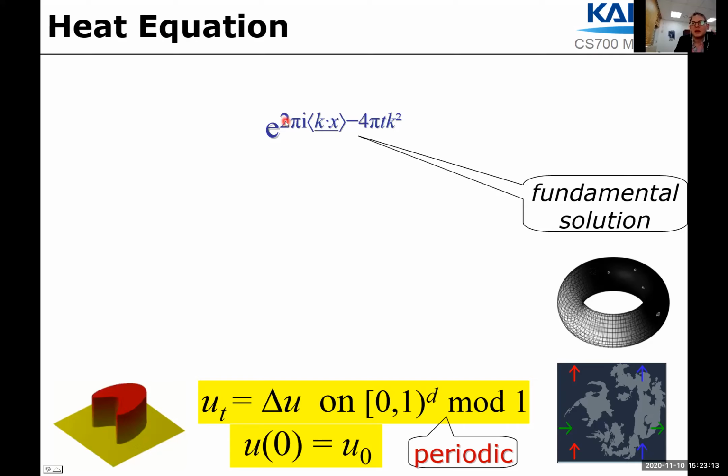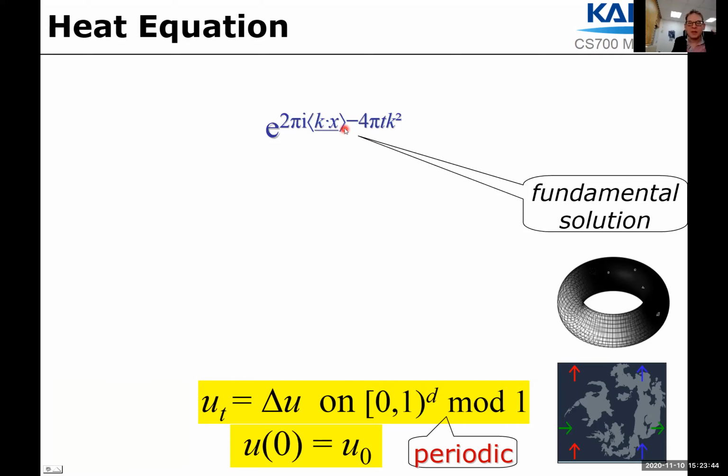Right, and this is scaled with 2 pi i and raised to Euler's constant. And here's minus 4 pi, this should be pi squared, times t times k squared. k squared means the sum of the squares of the components. So basically the Euclidean length of the integer vector k squared.